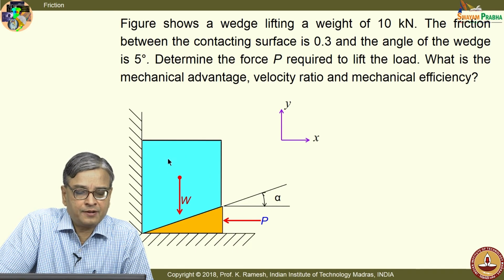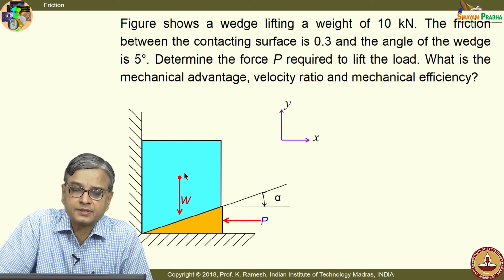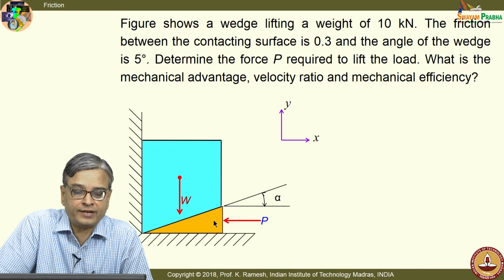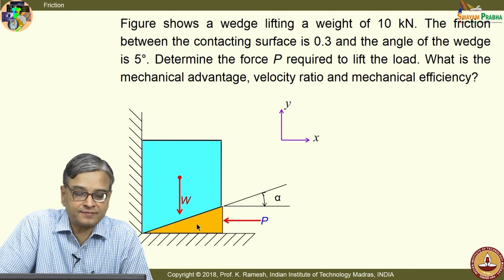I have a huge block W, it is a weight of 10 kilonewtons. The friction between the contacting surfaces is 0.3 and the angle of the wedge is 5 degrees.